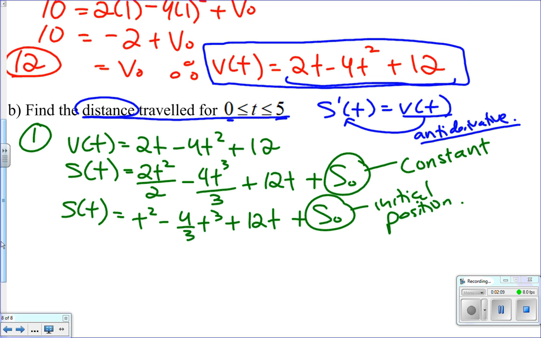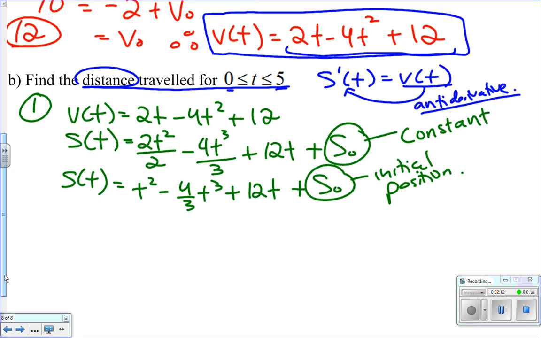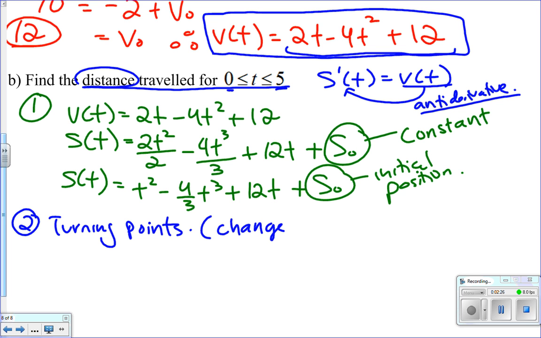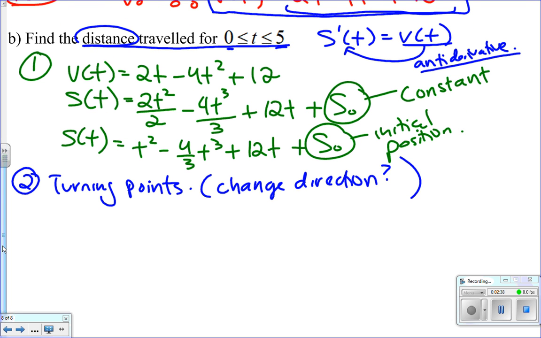Okay, so we are traveling on a line here. The next thing you want to do, since we are finding the distance traveled, is figure out what the turning points are. What are the turning points for this particle? Meaning, when does it change direction? Because we can't assume it's going to be traveling in a straight line the whole time. It might actually come back, going forwards and backwards, right? So to find out where it changes direction, we need to find the critical values for the velocity time function.